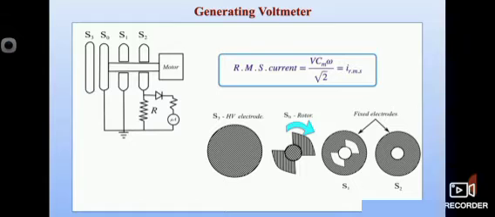The RMS current measured using this generating voltmeter is given by V Cm omega by root 2, that is equal to IRMS, which is proportional to voltage when omega is constant. So these are the constructional details of the generating voltmeter. The vanes of S1 and S2 are connected with a resistance and a protecting device called a Zener diode, and it is connected to the microammeter. S0 is rotated in the clockwise direction.